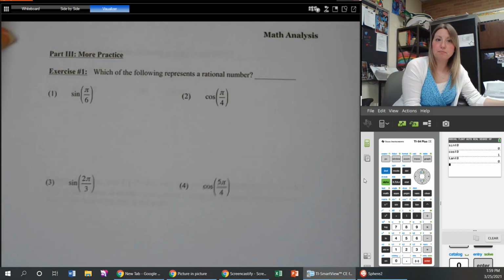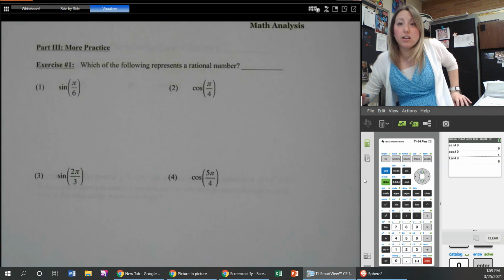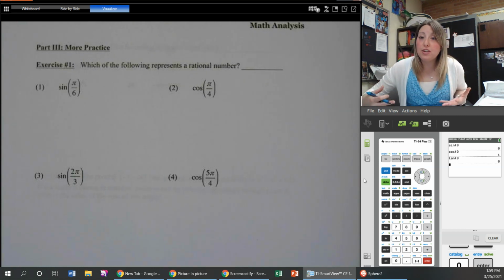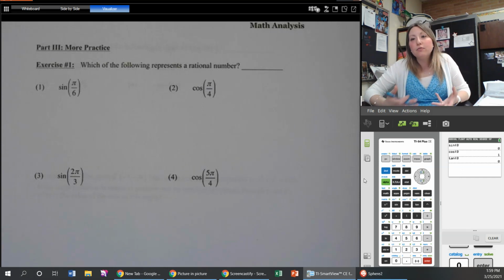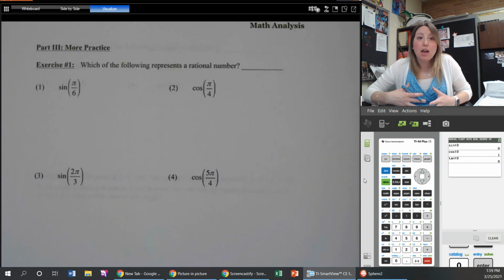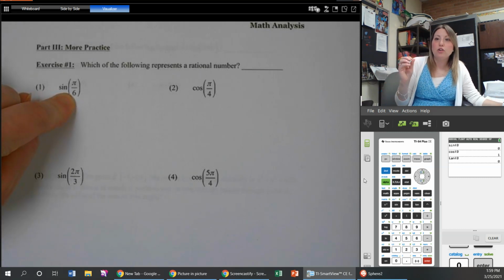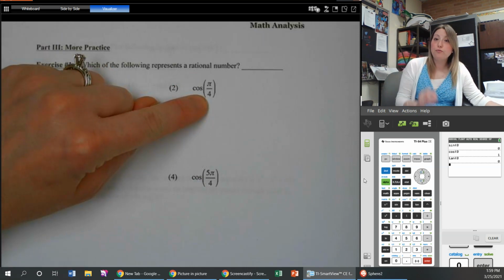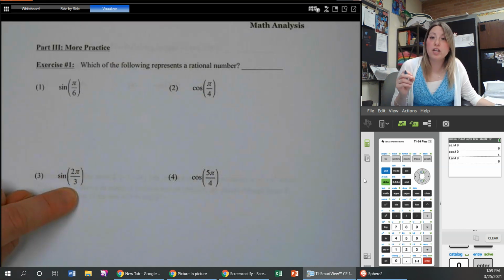So let's put it into practice, right? Which of the following represents a rational number? Well, for a lot of us, it's easier to think about these radians in terms of degrees, right? So the way to remember radians and degrees for the basic stuff is if your denominator is 6, then your matching angle measure in degrees is 30. If your denominator is 4, your matching reference angle is 45. If your denominator is 3, your matching reference angle is 60.